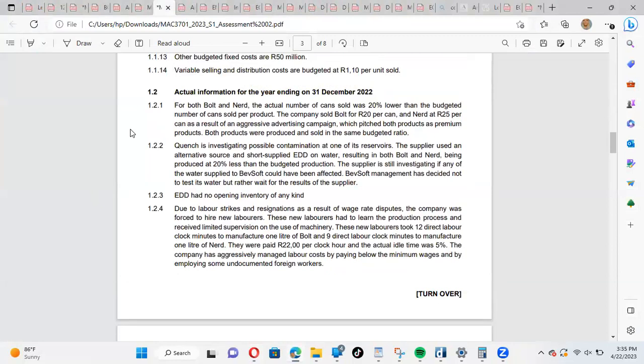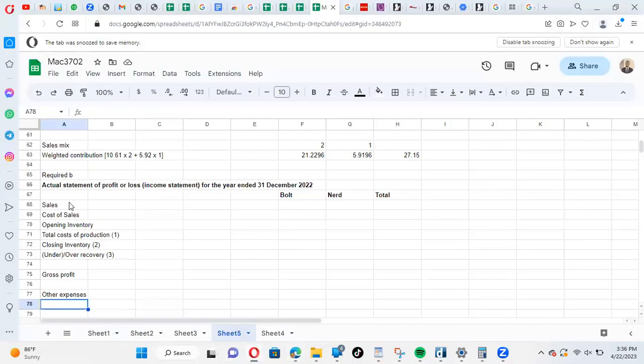Right, for both Bolt and Net, the number of cans sold was 20% lower than the budgeted. So we are dealing with the sales now, and then the company sold that at 20 rand and at 25. Maybe let's start off our workings. Let's put our one as sales then, so that we avoid congesting our statement there.